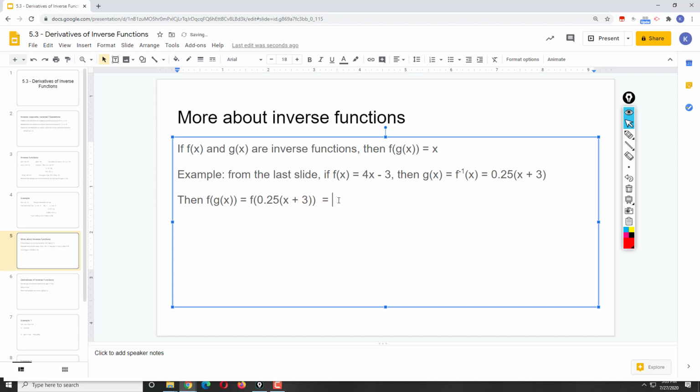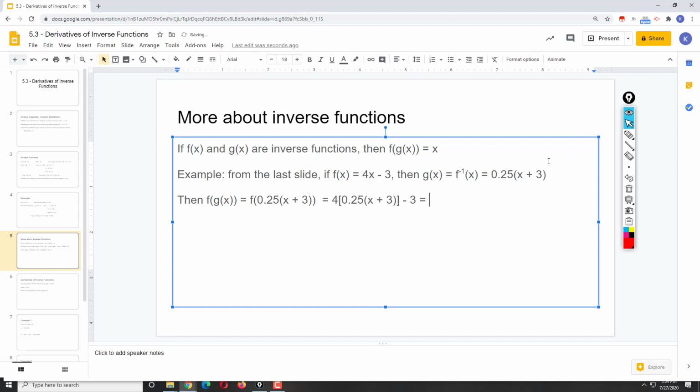Well, what is f again? F is 4x minus 3, right? So we have 4x minus 3, except it's not x anymore. X is replaced by everything inside here. So f of g of x is 4 times everything inside. That's 0.25 times x plus 3, and then minus 3.